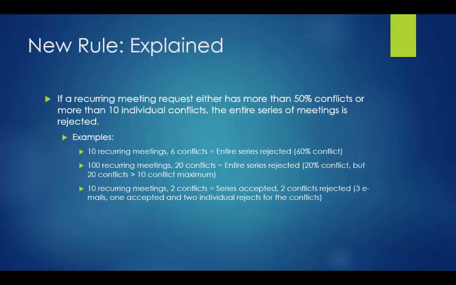If there are 10 meetings and 2 conflicts, the series is accepted and the 2 conflicts are rejected. You'd get 3 emails, one saying that the meetings were accepted, and 2 individual emails saying that the meetings were rejected for those 2 times when there are conflicts. So again, in that case, the meeting organizer would need to address those 2 meetings that were rejected.